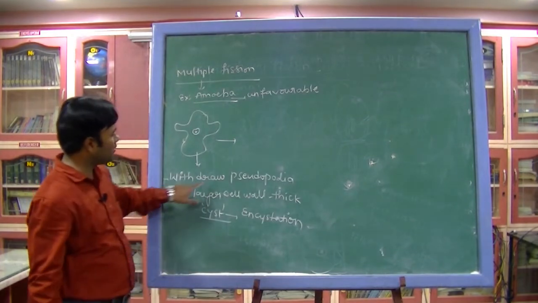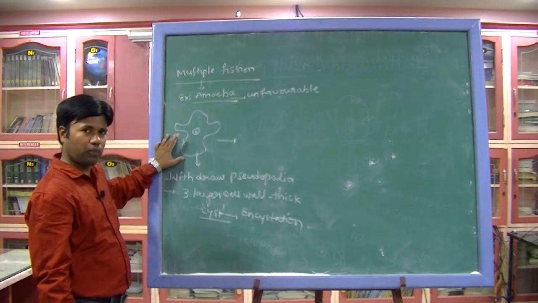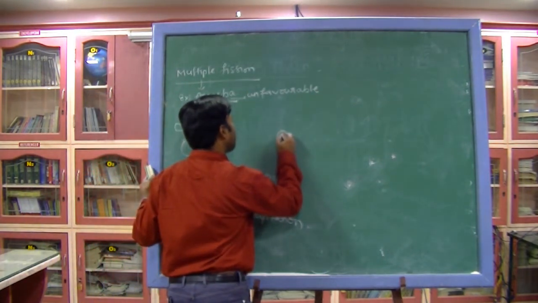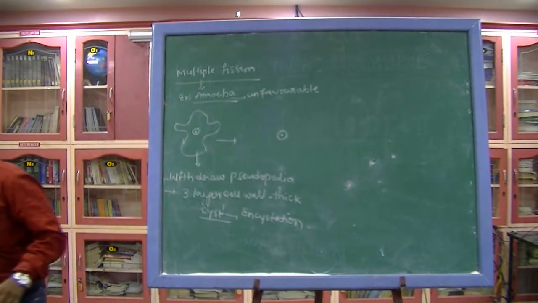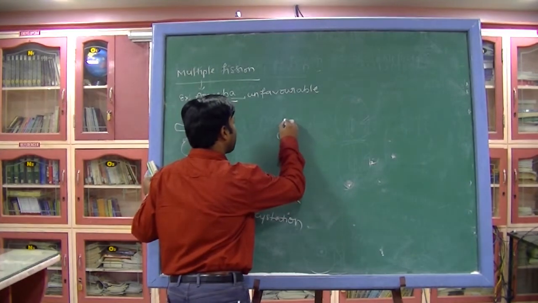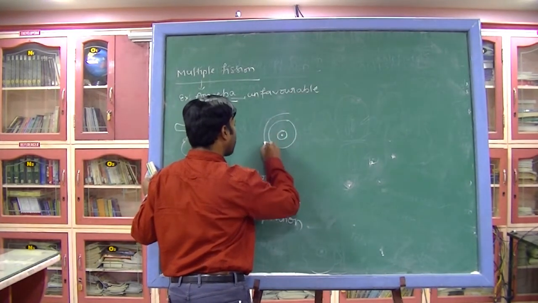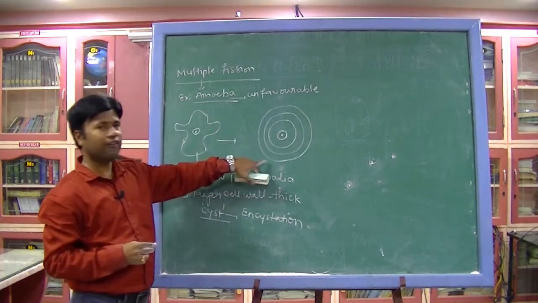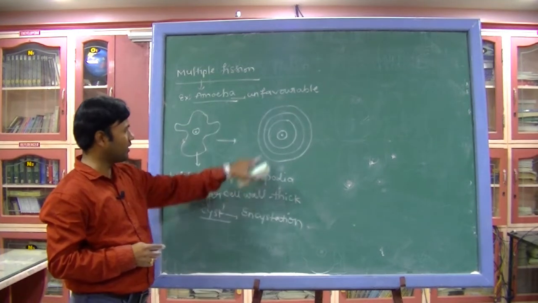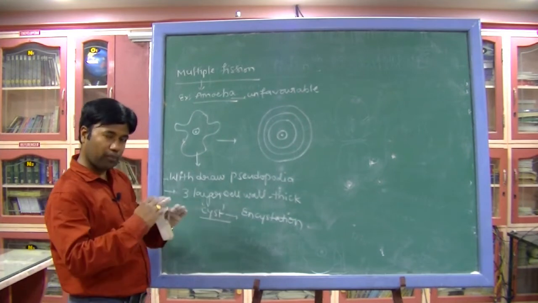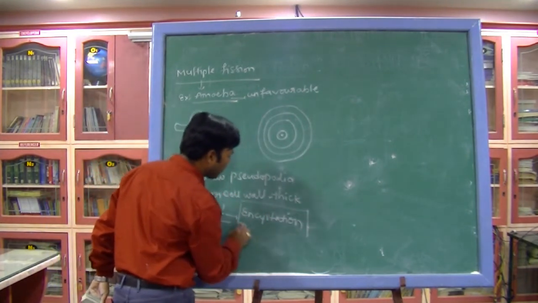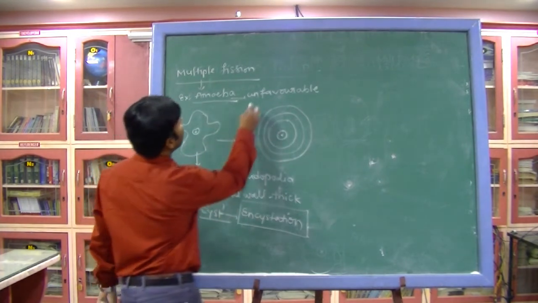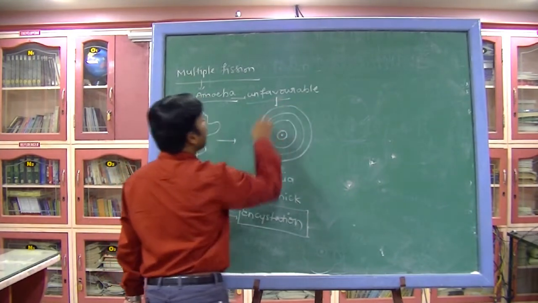So, what have we written? It withdraws pseudopodia. Pseudopodia will vanish, disappear. Then what will happen? A three-layered, thick cell wall. So, first I am drawing the nucleus. This is the nucleus. Next, here three layers. This is the first, this is the second, this is the third. So, pseudopodia we cannot see in this diagram. Why? Because they are withdrawn. Next, a three-layered thick wall is formed. Now, this is called a cyst. The process of formation of the cyst is called encystation. This phase is called the encystation phase. When do you observe this stage? During the time of unfavorable conditions.